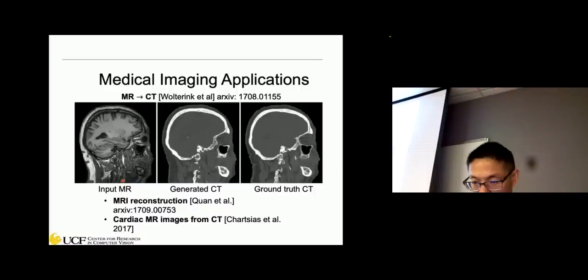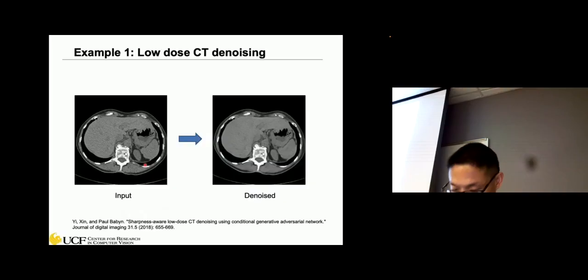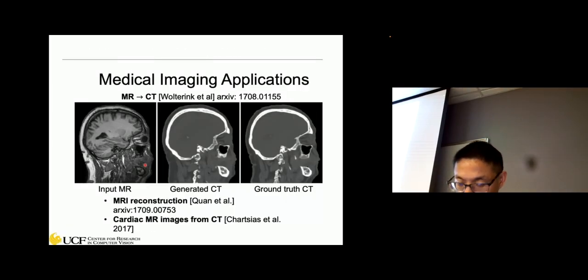Okay, so those are some of the different variations based on the original GAN, serving different purposes or different settings. And now we can apply these GANs to some medical imaging applications.